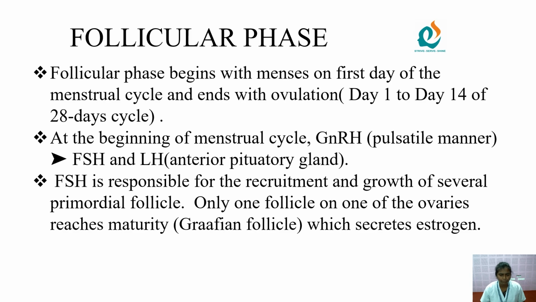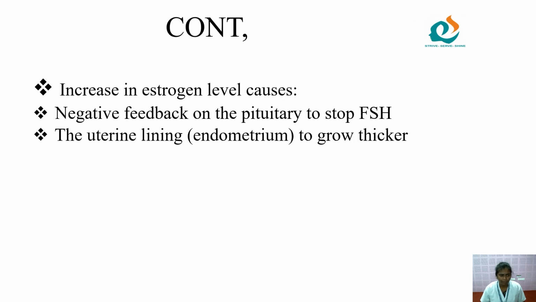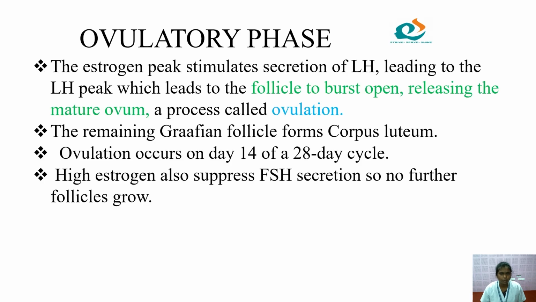FSH is responsible for the recruitment and growth of several primordial follicles. Only one follicle in one of the ovaries reaches maturity, the Graafian follicle, which secretes estrogen. Increased estrogen level causes negative feedback on the pituitary to stop FSH, and causes the uterine lining, the endometrium, to grow thicker. Then we move on to the ovulatory phase.